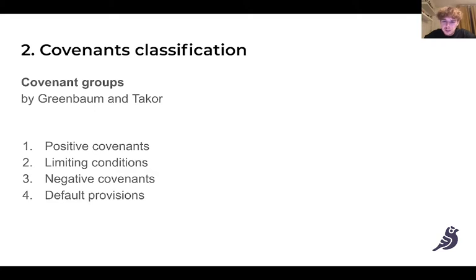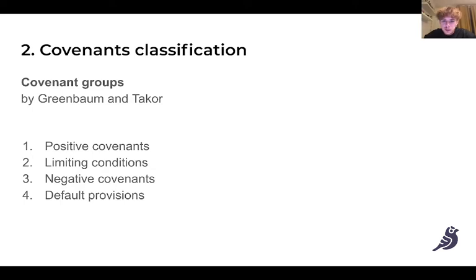The second group is limiting conditions. Such covenants restrict the borrower from taking certain actions. For example, limiting the amount of dividends that the borrower can pay to its shareholders in order to maintain liquidity of the company for payments to the lender, as well as a restriction on the purchase of non-core assets. The third group, negative covenants, prohibit the borrower from certain actions without prior agreement with the lender. For example, a ban on the consolidation of legal entities into one company or the sale of assets.